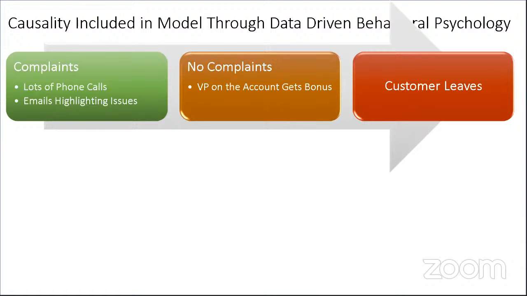So what happened was, when your wife stops complaining or your spouse stops complaining, what that means is, if your employee or your customer or your spouse is complaining, that's a good thing. When they stop complaining, that means they have given up on you. That's what would happen. And the VPs were getting bonuses.